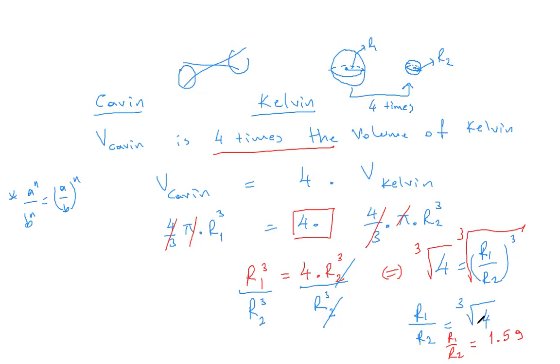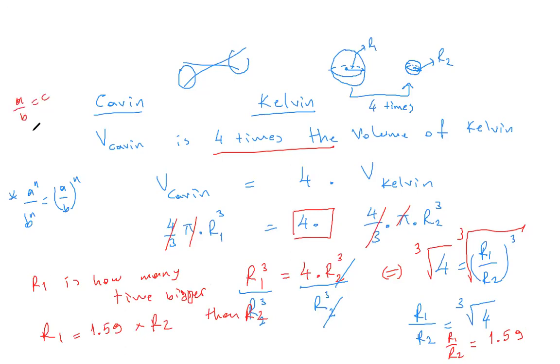Using the calculator. Okay? So the question says that R1 is how many times bigger than R2. So if I do cross product, R1 over R2 is this, which means R1 is equal to 1.59 times R2. Any question for this? We know this: A over B is equal to C, so A is equal to B times C, we can say.